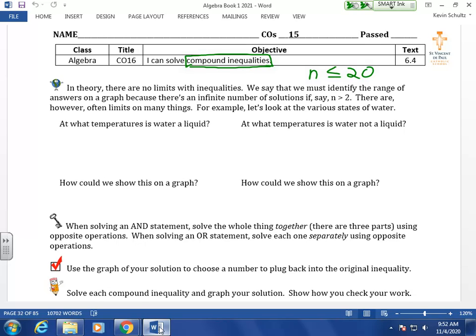So, for example, water temperature. Tap into your science knowledge here. At what temperatures is water a liquid? William? At exactly 32, only 32? Above 32, below 32, what are we talking about here?